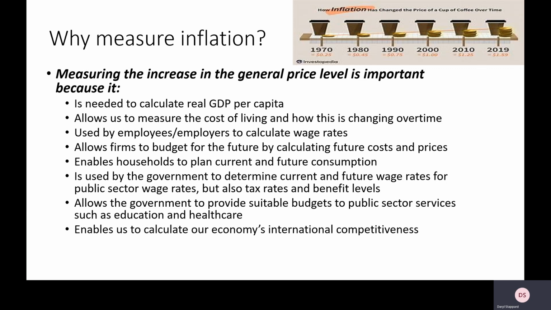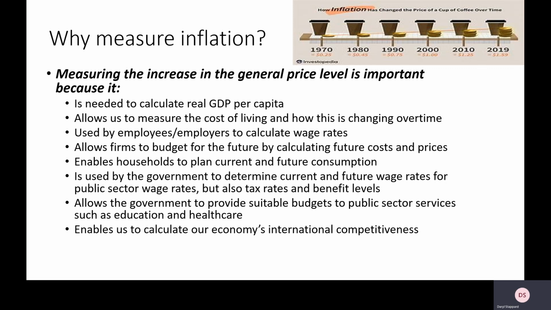Right, now we're going to be thinking about, why do we measure inflation? What is the purpose of measuring that increase in prices over time? Well, we looked earlier on in another video looking at economic growth, and what we said was that nominal GDP is just measuring at current prices how GDP increases over time.